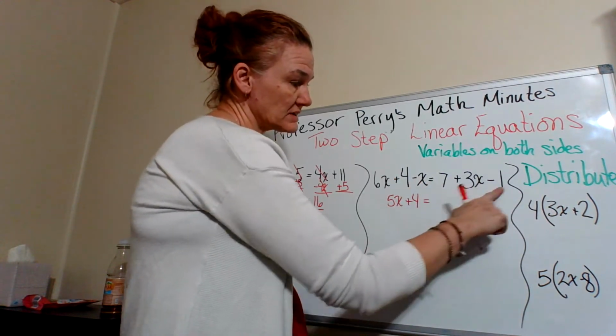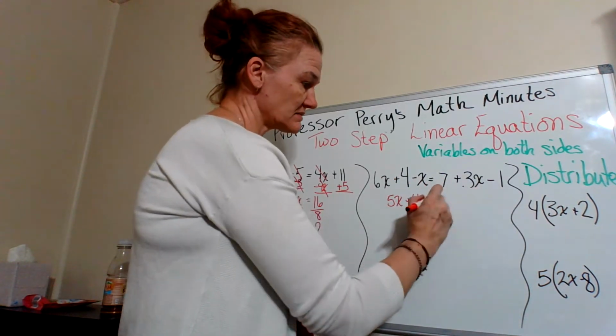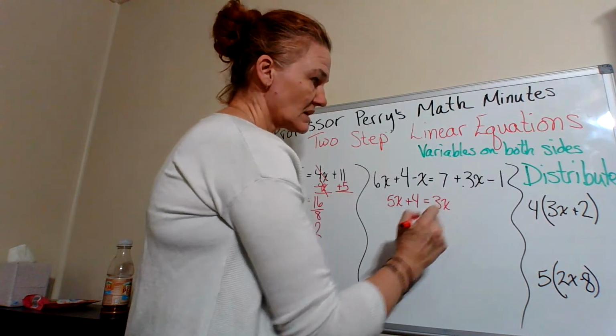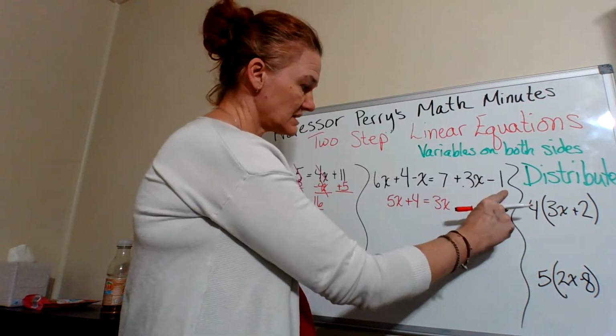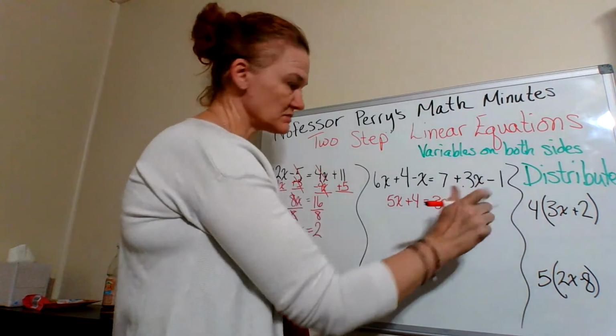Equals. Okay, I only have one x on this side. That's my 3x. And then I have a 7 and I have a minus 1. So 7 minus 1 is 6.